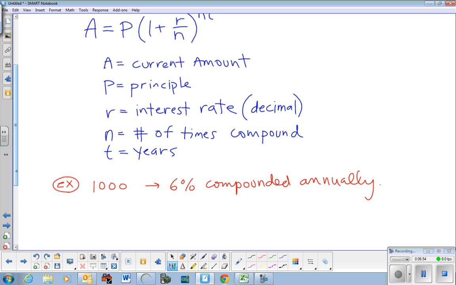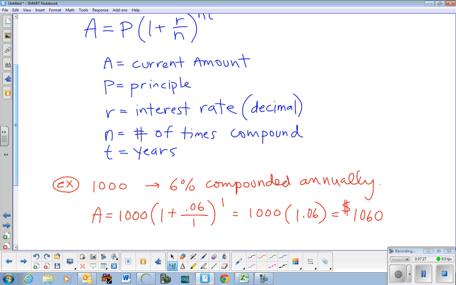Let's use the formula, even though when it's annually, the formula kind of gets real simple. How much we have is how much we started with, 1,000, times 1 plus 0.06, remember it's a decimal. The reason that when you do annual, its formula gets real simple is that the number of times compounded is 1. So really we just get 1,000 times 1.06, which is $1,060. So you made $60 by just letting them have your 1,000 for the year.